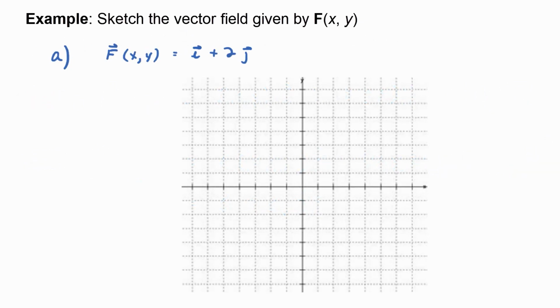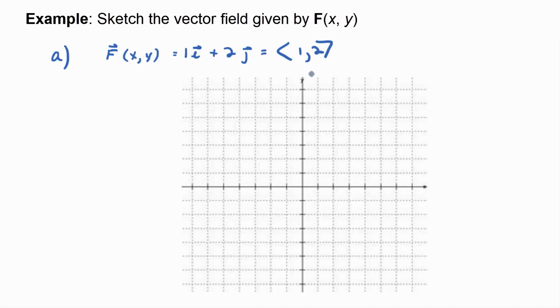So the directions in this example: sketch F. About the easiest thing you could hope for is a constant vector field. So no matter what the inputs are, x and y, the vector field is a constant, 1i plus 2j, or in component form, 1, 2. So you always get the same vector no matter what the input. That's about the easiest vector field I can think of.